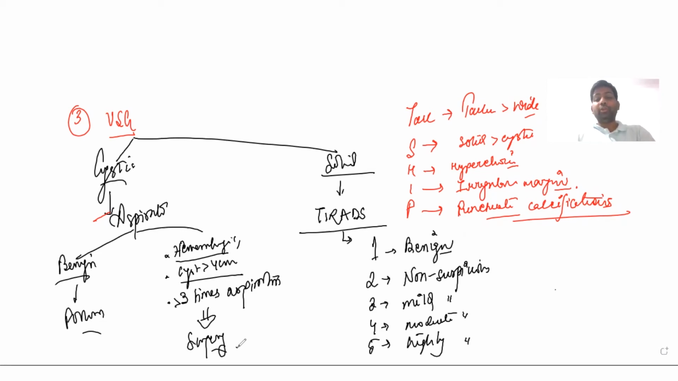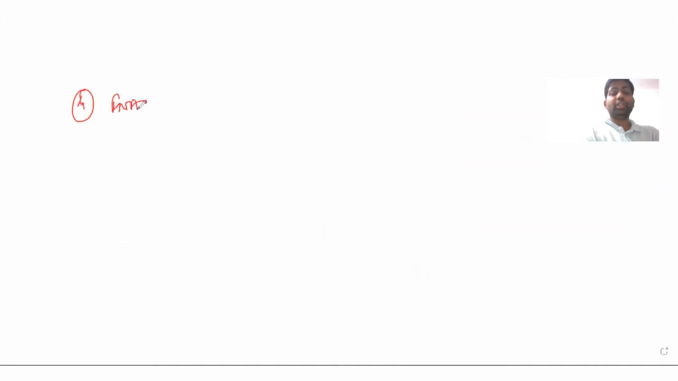Now again we move back to the thyroid nodule, which is solid and has been staged according to the TIRADS. Depending on the TIRADS staging, we decide whether the patient will require an FNAC or not. So this brings us to the fourth component of the quadruple assessment, that is FNAC, fine needle aspiration cytology. It is recommended by the American Thyroid Association that FNAC is preferably done under image guidance, so that there is an increase in the specificity of the outcomes.